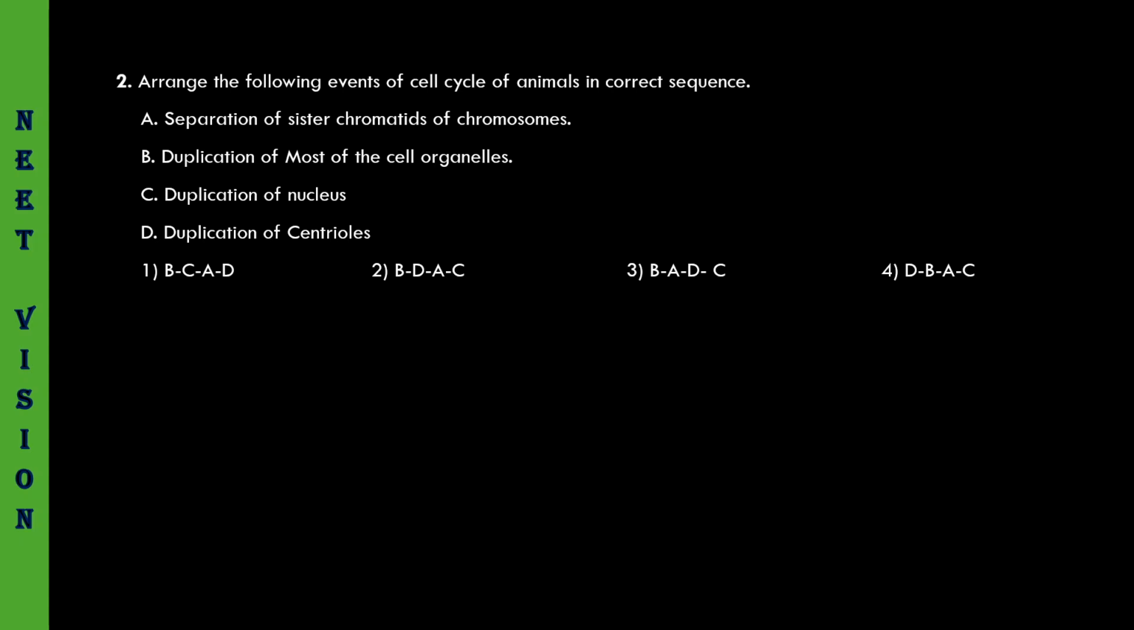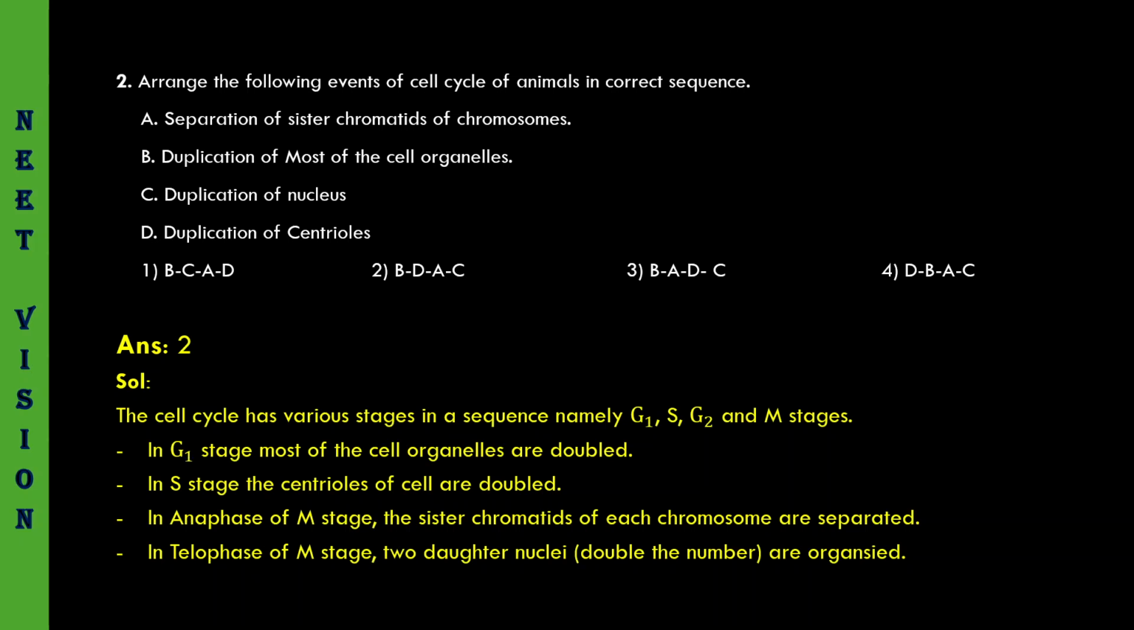B. The duplication of most of the cell organelles. D. Duplication of centrioles. A. Separation of sister chromatids of chromosomes. And C. Duplication of nucleus. The answer must be the second option. Let us see. Here it is, the explanation. Very clear in the explanation. Whatever I discussed, everything is given properly in the explanation.